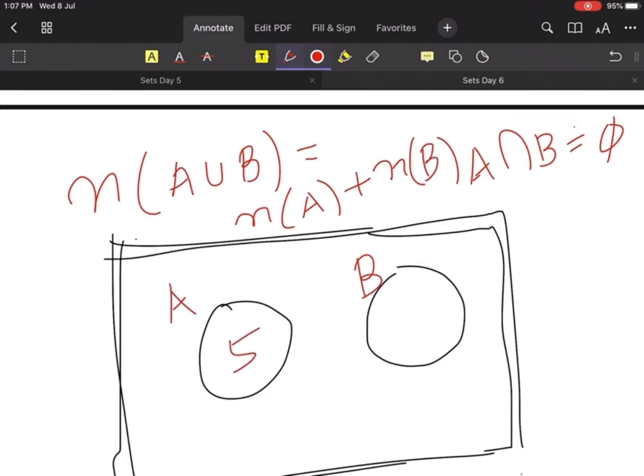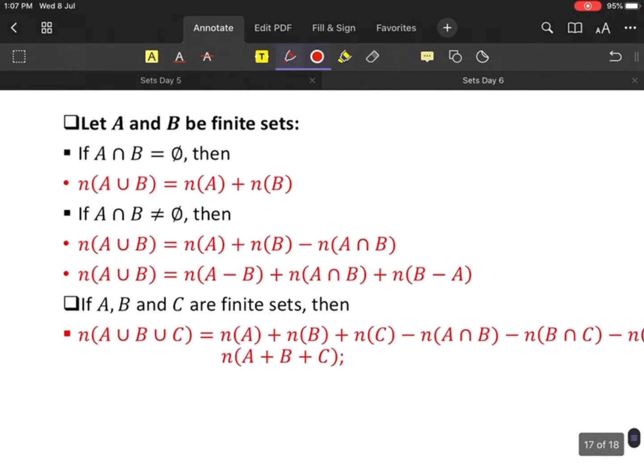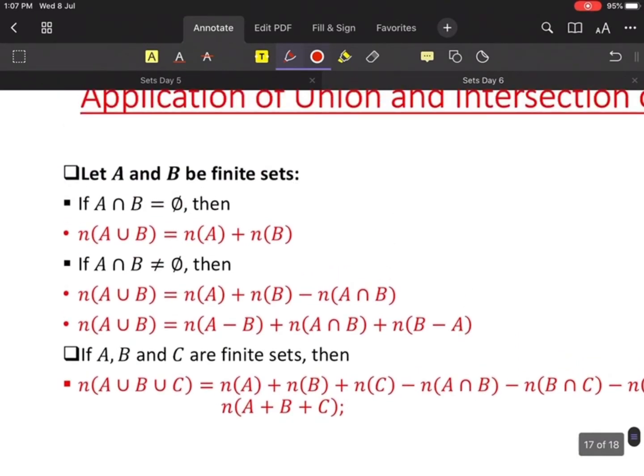If A has 5 elements and B has 10 elements and they have no common elements, the number of elements of A and B will be what? 15. Am I understood? Am I clear? So when A intersection B is null set, when there is nothing common between A and B, then number of elements of A union B will be number of elements of A plus number of elements of B. Understood? So that goes the first formula.